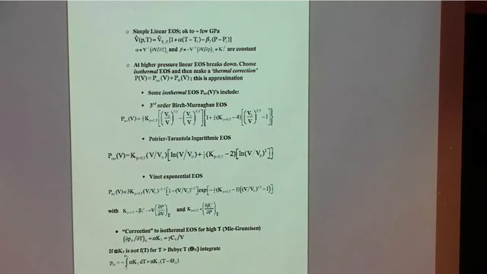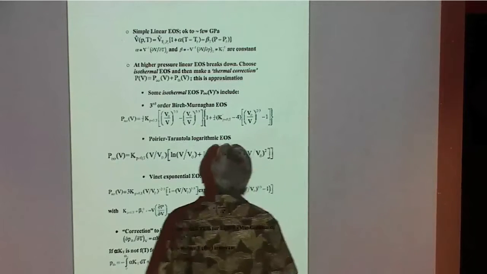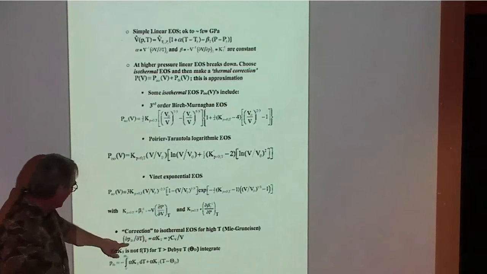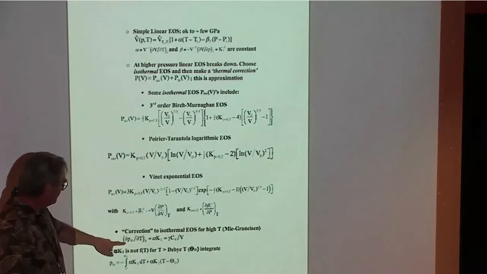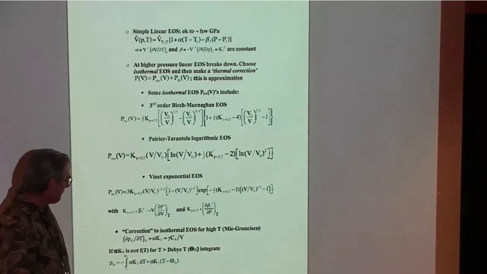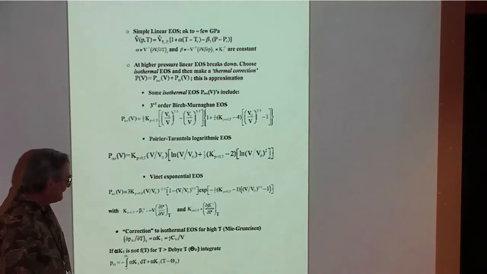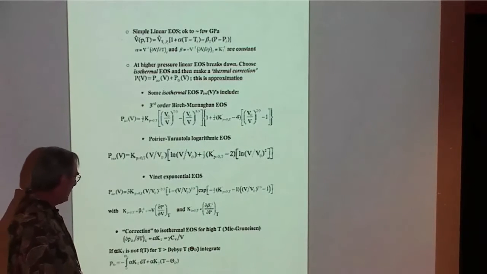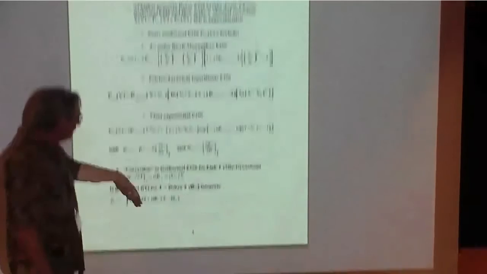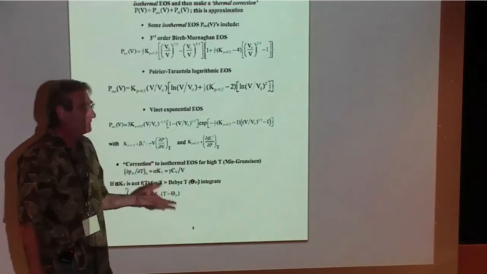Frank, before you go to the next page, two quick questions. Why did you call this an approximation? It seems like if you have the isothermal part and then a thermal correction, you've accounted for everything. Well, it comes in here. When you do this integration, you don't really know the dependence of alpha and kappa on temperature. So you make some assumptions, and you say it's a constant at temperatures above the Debye temperature. It's not exact.